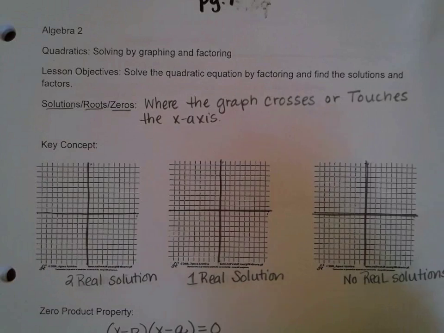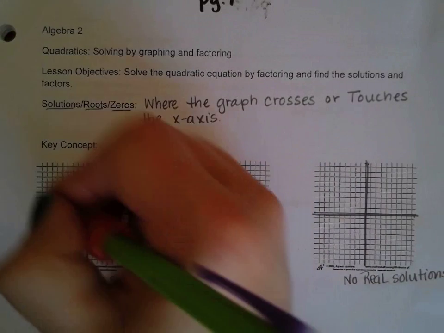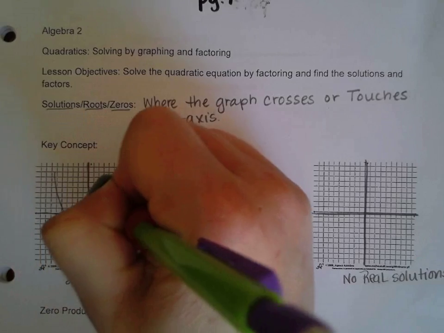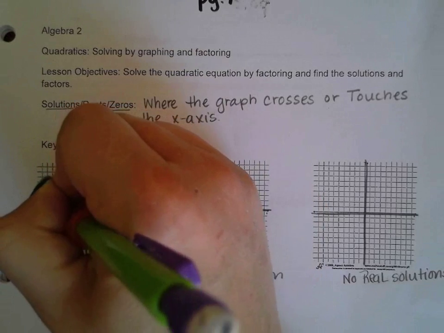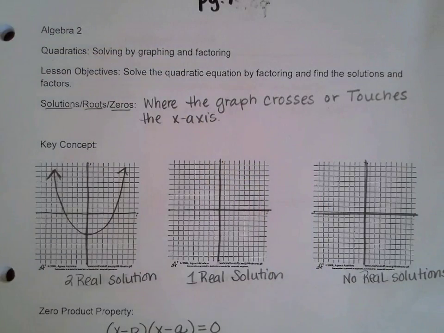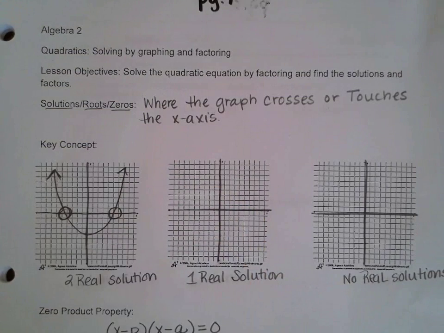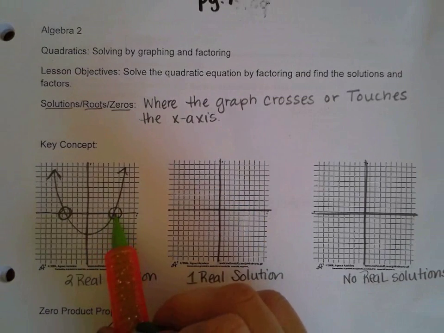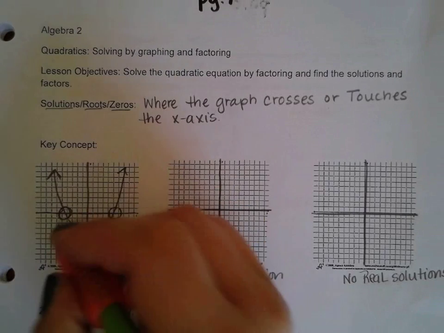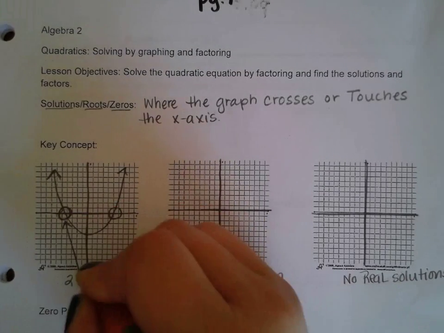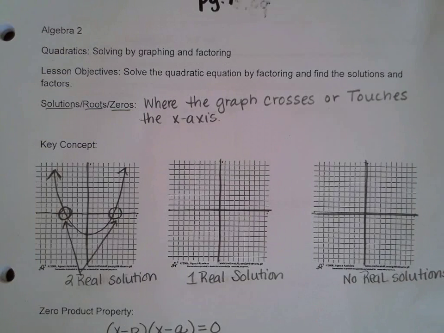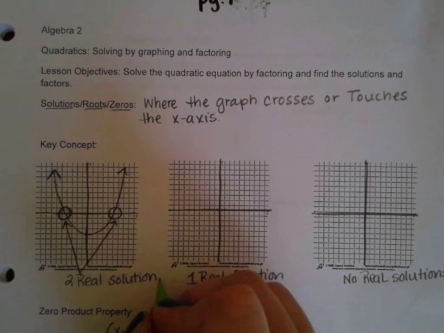We could have a graph that has two real solutions. So maybe if I draw a parabola that looks like this, it's not any particular equation, it's just a sketch. And you can see that with this parabola, it crosses the x-axis 2 times. So that has two real solutions. One solution is right here. The other solution is right here. In fact, I'm going to draw arrows to them so that they stand out. We don't care about the y-axis. We only care about the x-axis. So that would be a parabola that has two real solutions.